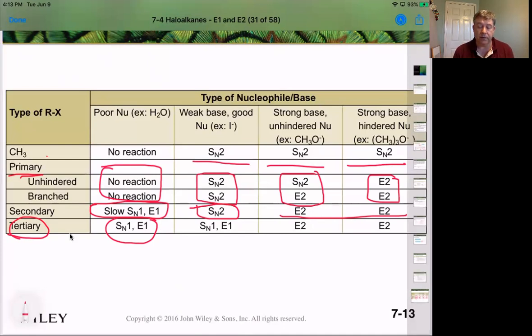In the presence of weak bases or good nucleophiles, we will still go through that carbocation intermediate. But in the presence of strong bases and strong hindered bases, because the proton is coming off of the carbon next to the carbon on the alkyl halide, the E2 mechanism predominates. And that completes our journey in Chapter 7, Alkyl Halides.